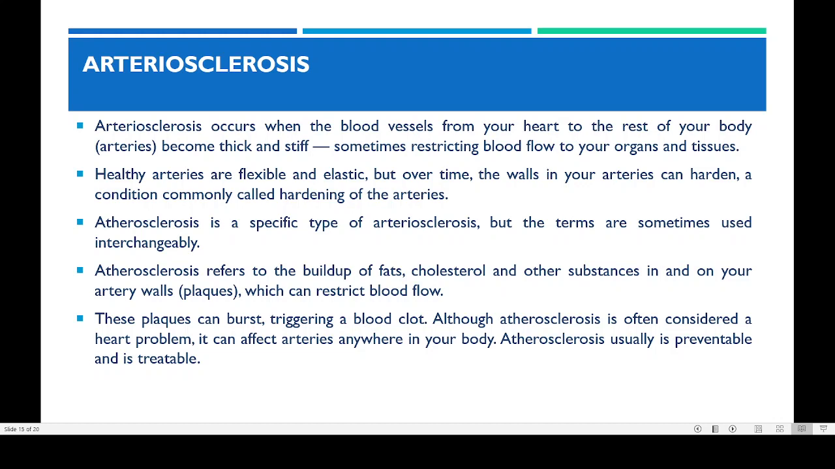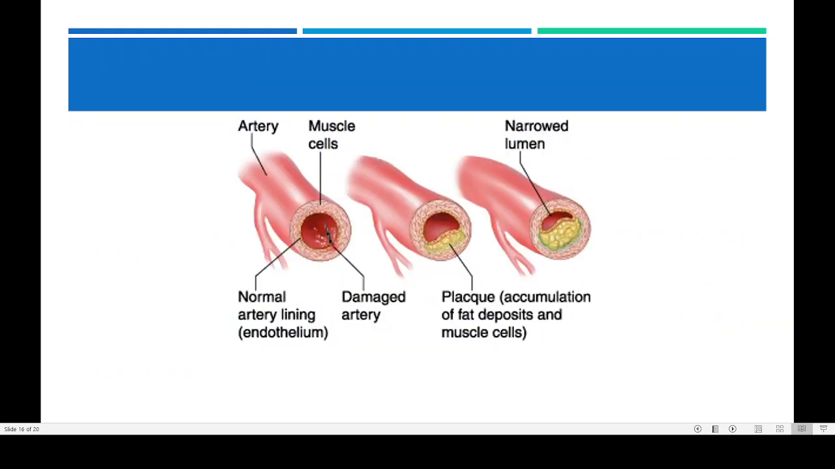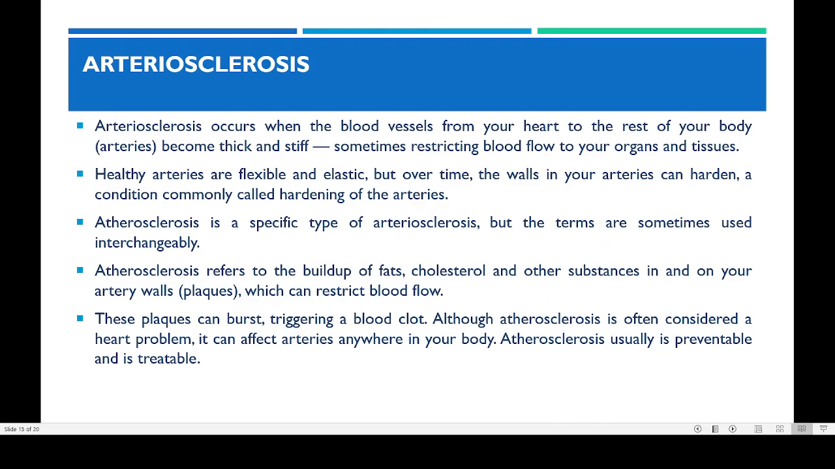Healthy arteries are normally flexible and elastic. That is another characteristic of an artery. If you take an artery, normally it is like a cycle tube. Now it has some elastic nature. So when blood is flowing through that, it can slightly bulge. That elastic property of the artery will be lost when too much fat is deposited inside. So that is why this situation is known as arteriosclerosis, thickness or stiffness of the artery, so that the wall in your arteries can harden. That is why we call it sclerosis, hardening of artery, a condition commonly called hardening of the artery.